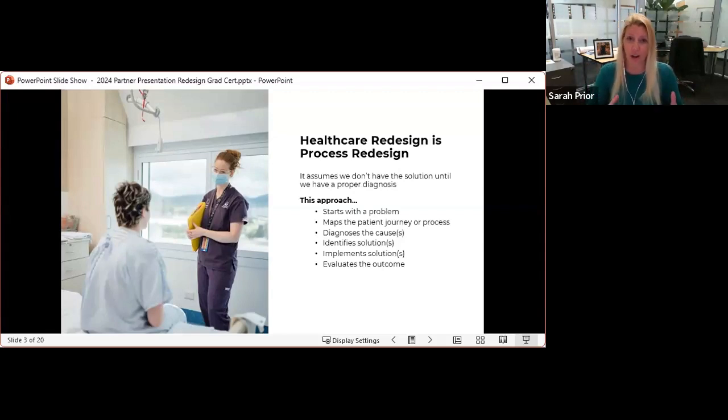So we then use this diagnostics information and a range of engagement strategies to develop evidence-based solutions to the problem that was identified. And then the final 2 phases are around implementation of those solutions and the evaluation of the outcomes, short-term and long-term. So a very brief overview of healthcare redesign there.